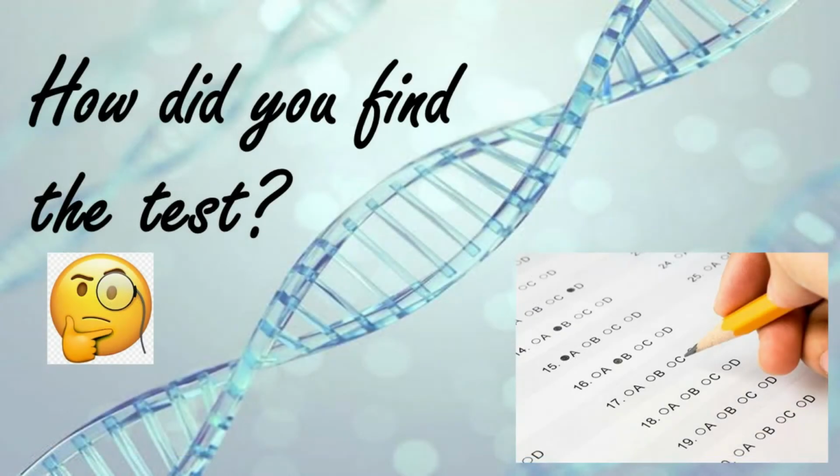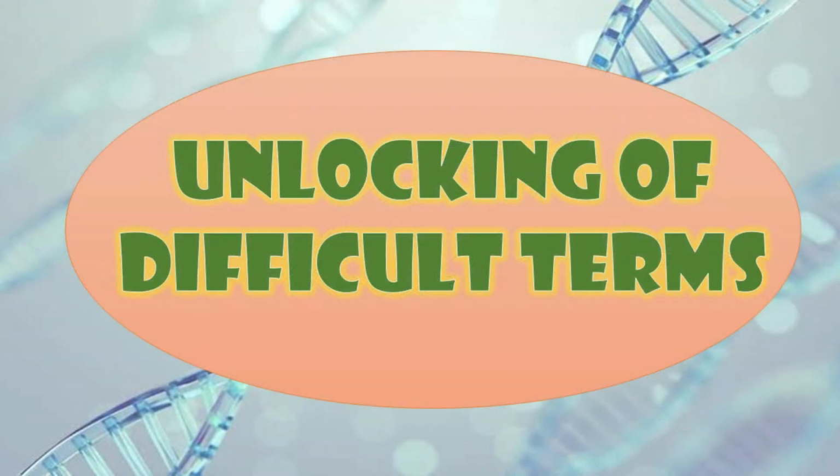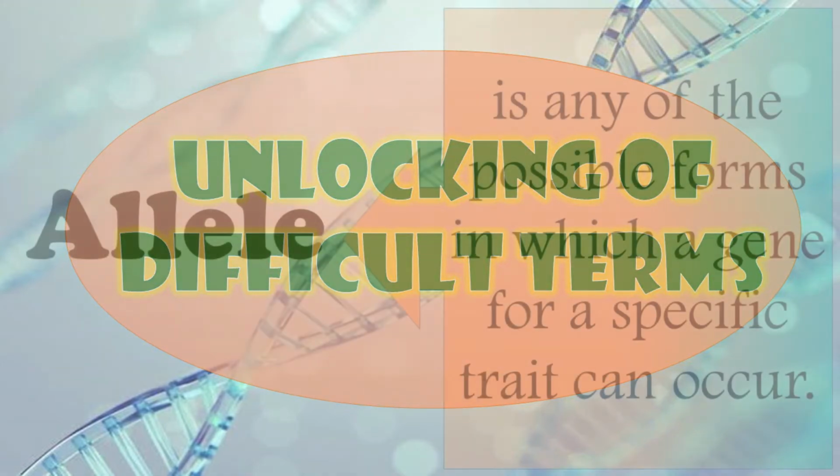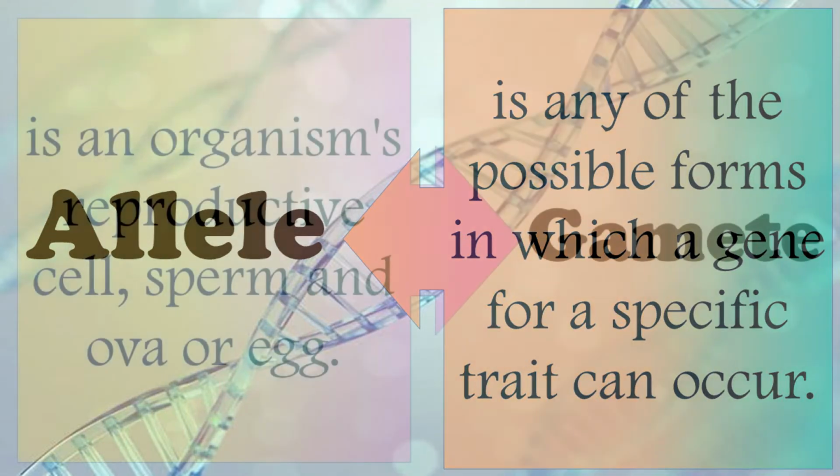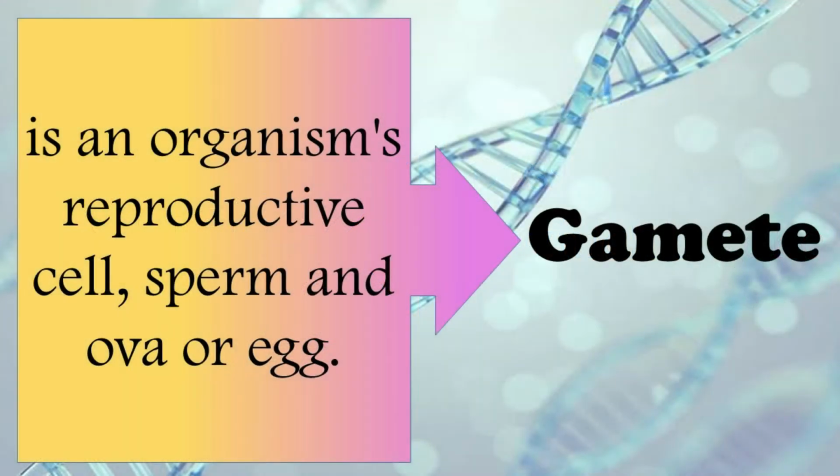How did you find the test? Don't worry if you get a low score. This just means that there are more things that you can learn from this video. The following terms used in this video are defined as follows. Allele is any of the possible forms in which a gene for a specific trait can occur. Gamete is an organism's reproductive cell, sperm and ova or egg.